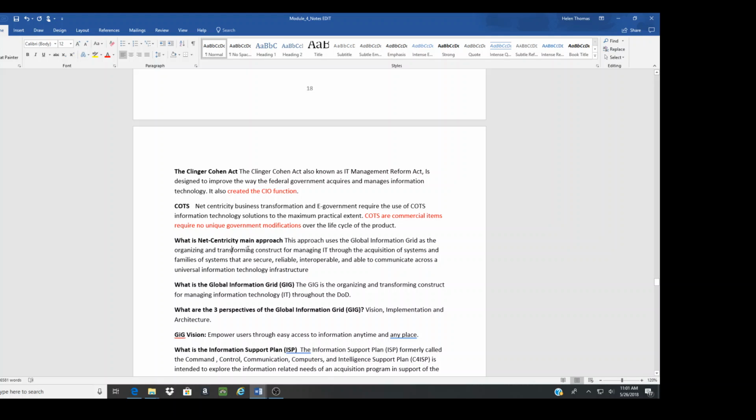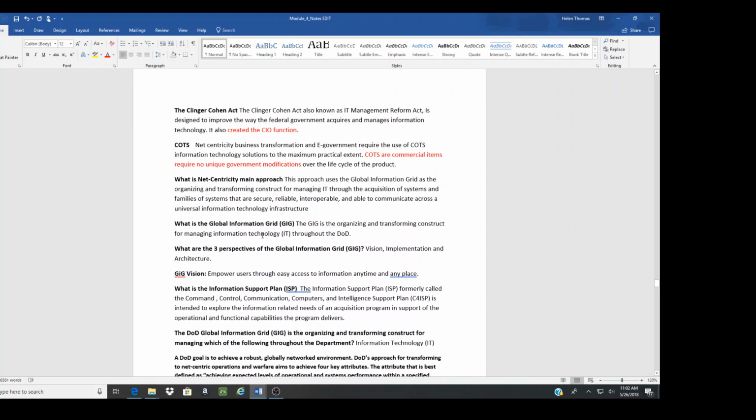So what is Netcentricity's main approach? It uses the Global Information Grid, so using what's already out there in the technological world, organizing and transforming the construct for managing IT through acquisition of systems and families of systems that are secure. So we need to take what's already out there and tailor it, make it interoperable and reliable for use in government systems development.